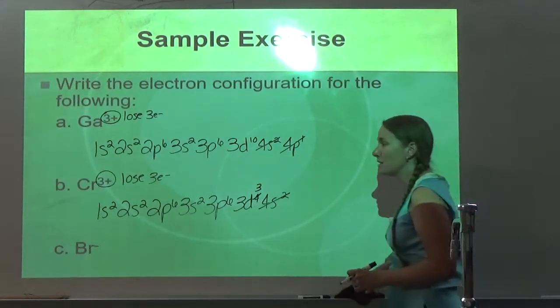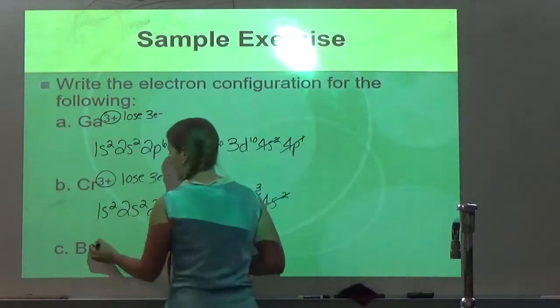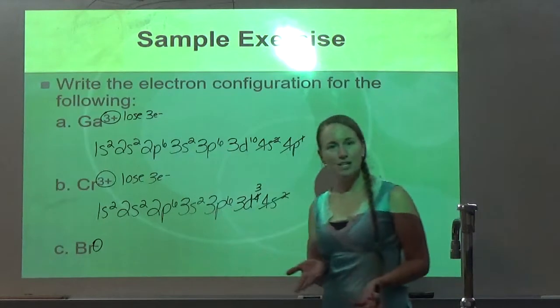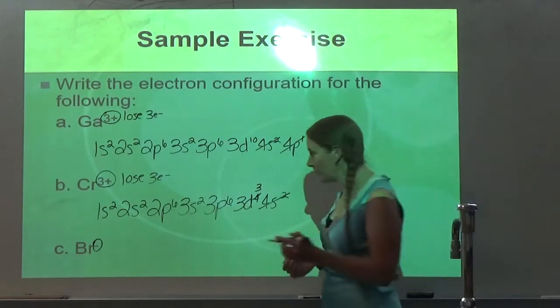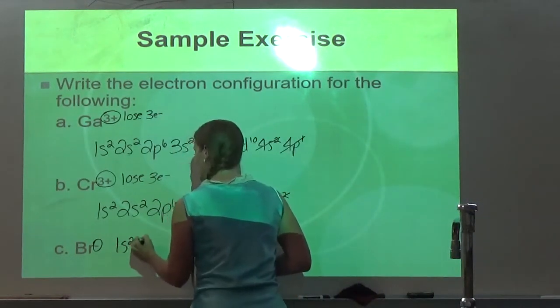And then last one is Br with a -1. Remember, if it just says positive or negative, that indicates a 1. So I'm going to go to bromine. So I have 1s2, 2s2.